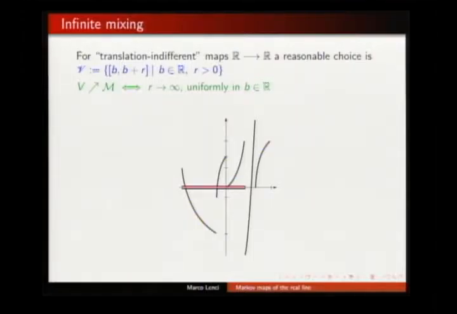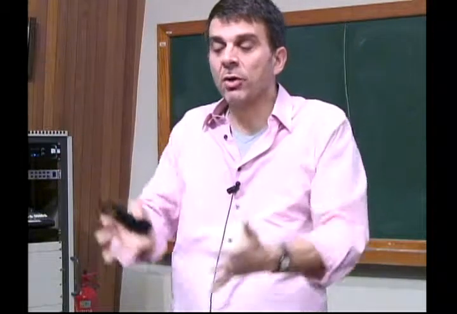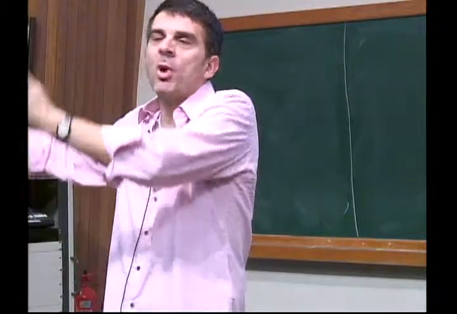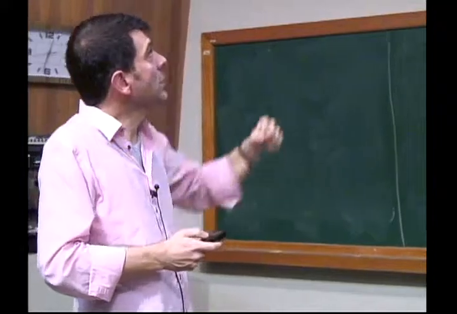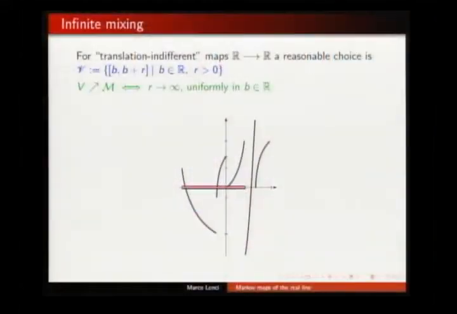So if you have a translation indifferent map, it only makes sense that your large boxes are also translation indifferent. You don't have just one sequence of large boxes, say, originating at the origin. You can take large boxes all over the place. Things should be uniform in the position of your large box. So this is our choice for these types of maps. And so the infinite volume limit corresponds to sending the size of the box to infinity uniformly in the position of the box. This is what it means in this particular case. So you only look at your map over large intervals.